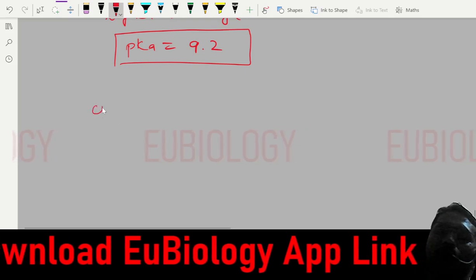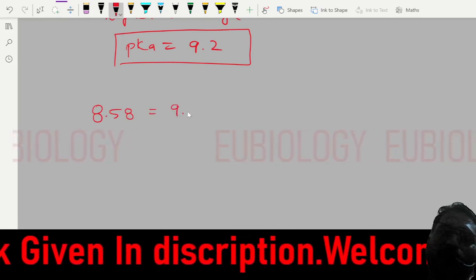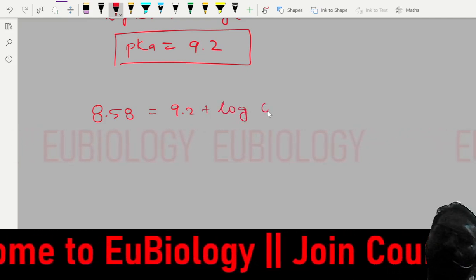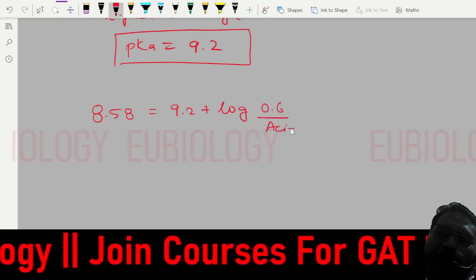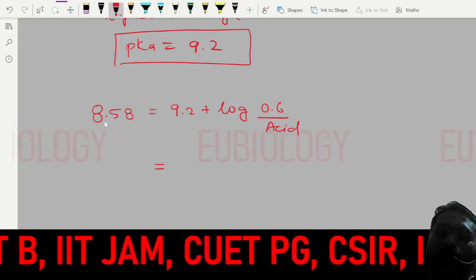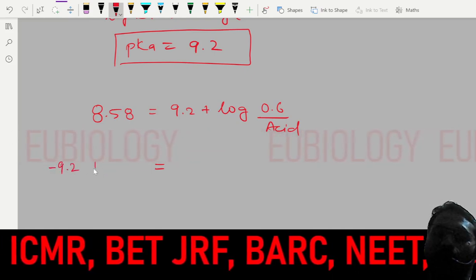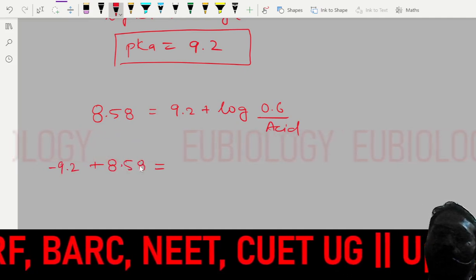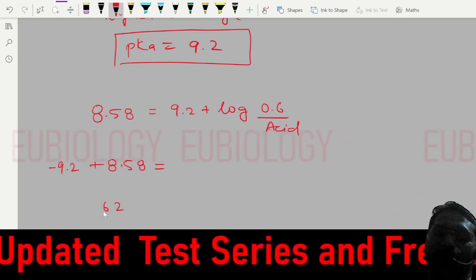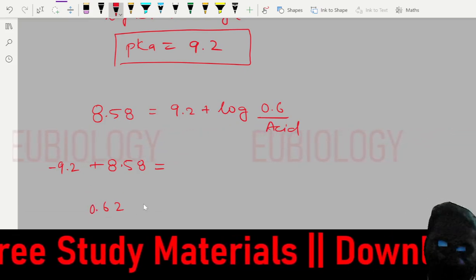So pH will be around 8.58, equal to pKa, which is now 9.2, plus log 0.6 by acid. Now it will be a little tough, maybe. So 8.58 minus 9.2. So minus 9.2 plus 8.58, how much will it be? It will be minus 0.62.